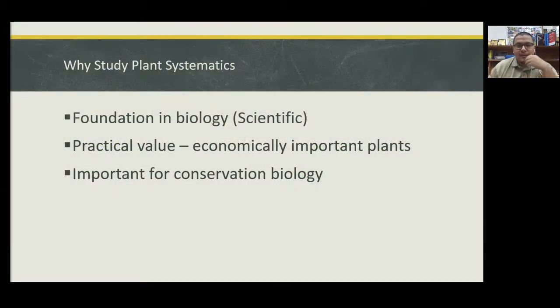So why do we study plant systematics? Well, it really is a foundational subject in biology. If you cannot identify plants, if you cannot recognize plants, you cannot call yourself a botanist. If you're studying animals, you cannot call yourself a zoologist. This is part of the biology of naming things. This idea of naming things is really important. This is the foundation of biology, if I can say. If you don't know what something's name is, we can't really do any work on it.